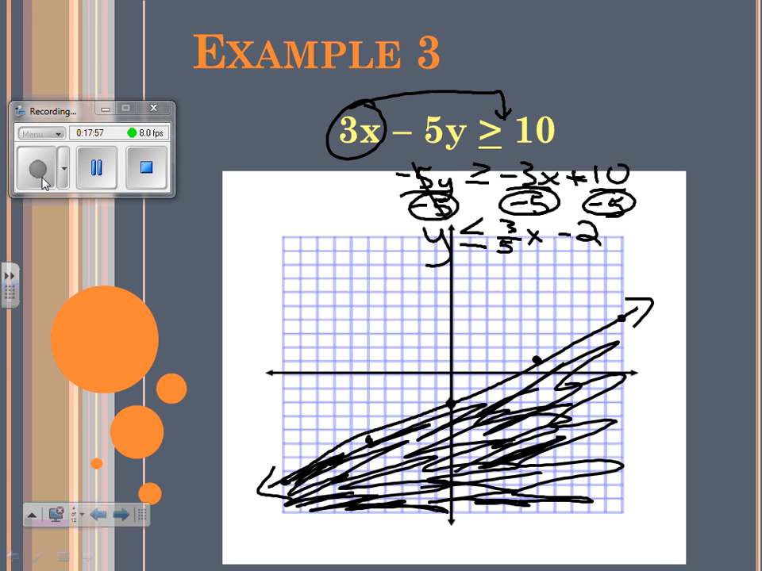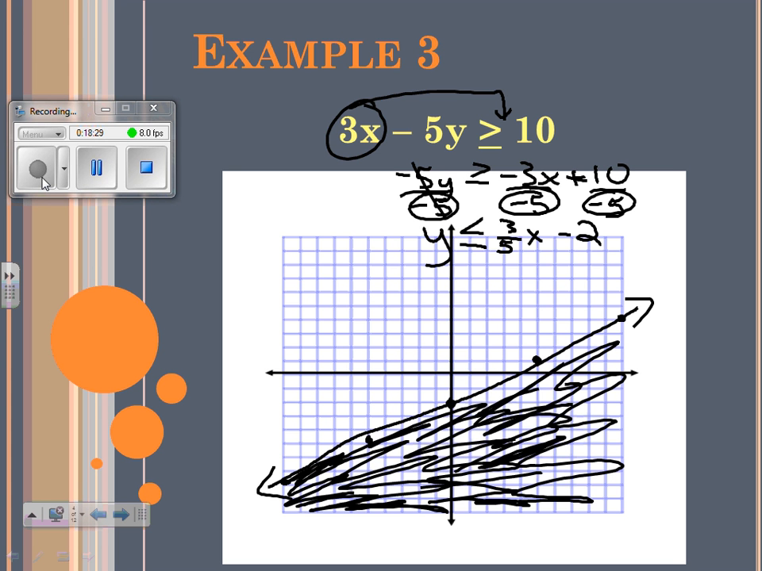Any questions on that? If it's not in mx plus b, you got to rearrange it to mx plus b. Okay? What would happen if I picked one of those points and plugged it in? It would be less than or equal to. It would work. Would you plug it into this or would you plug it into that? Does it matter? It'll work for both.